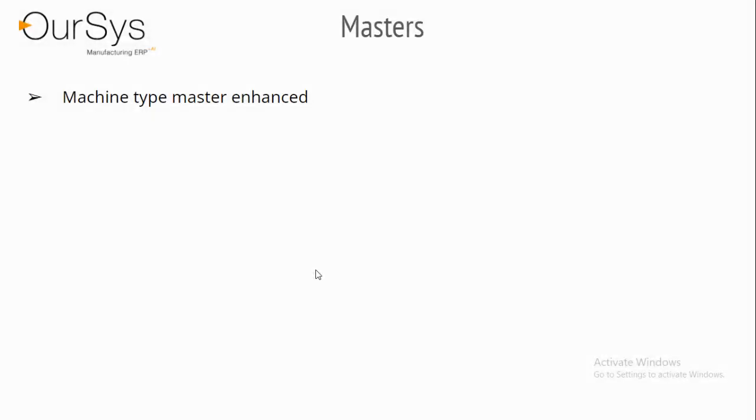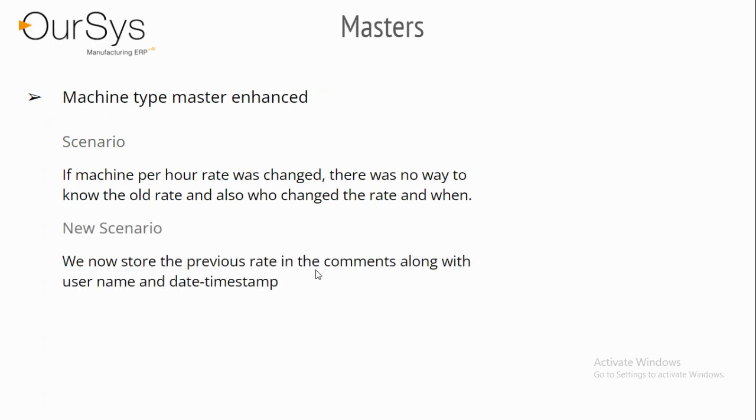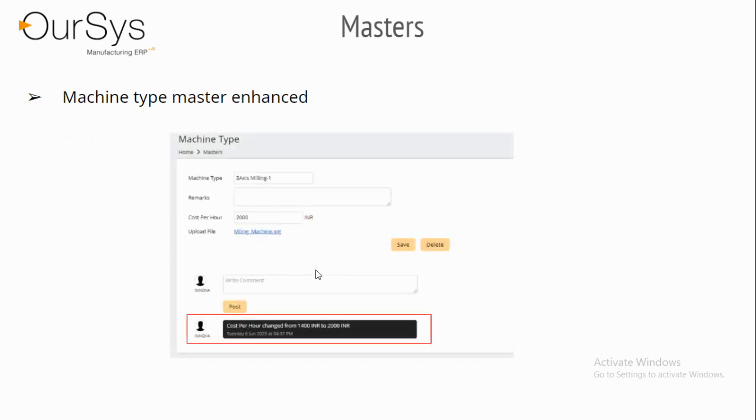The next change we have made is in the machine type. In the machine type, if the rate was changed, we did not capture the previous rate. So we did not have any control or know what the previous machine type cost per hour was. Now we are storing all the previous rates that we update, which is auto-commented by the system, and you can have your history maintained here.